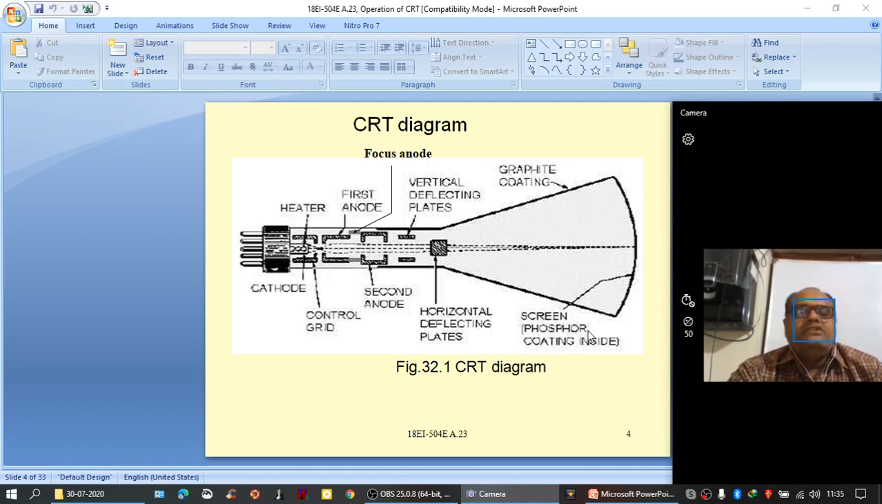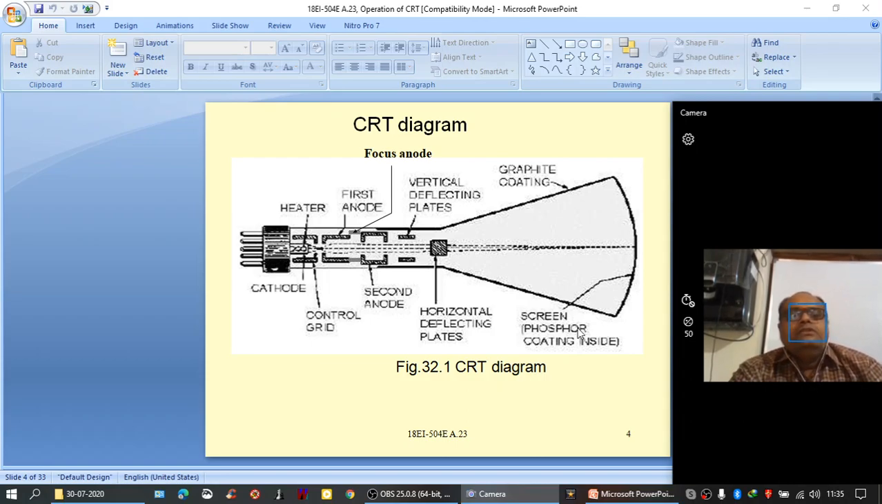And the property of phosphor material to continue producing light even after the electron beam changes to another position is called phosphorescence. And the time for which the phosphor material will provide light or a luminous spot on the CRO screen even in the absence of the electron beam is called persistence time.